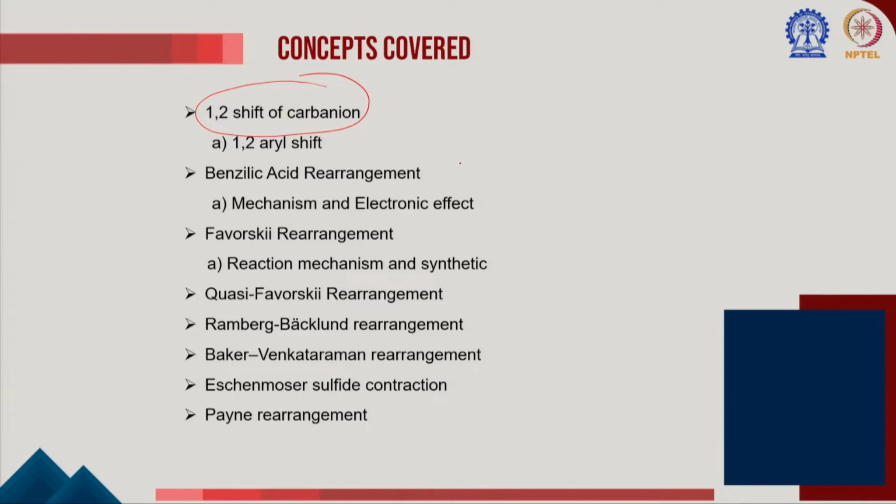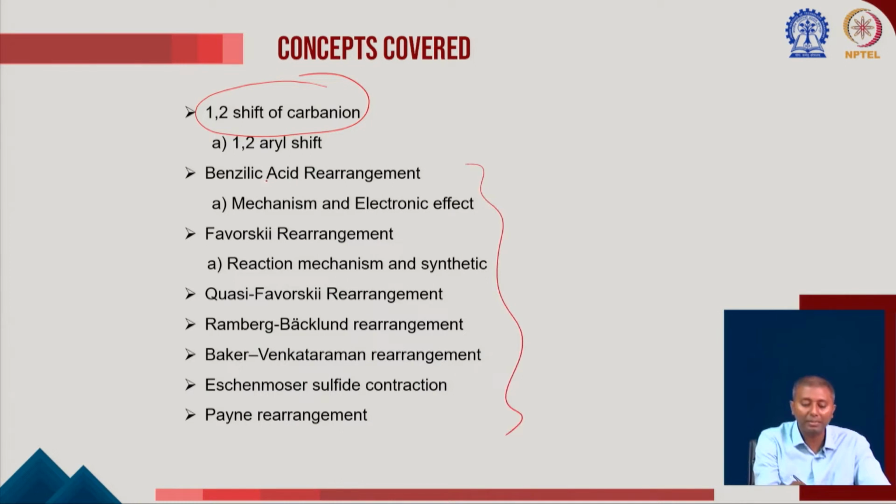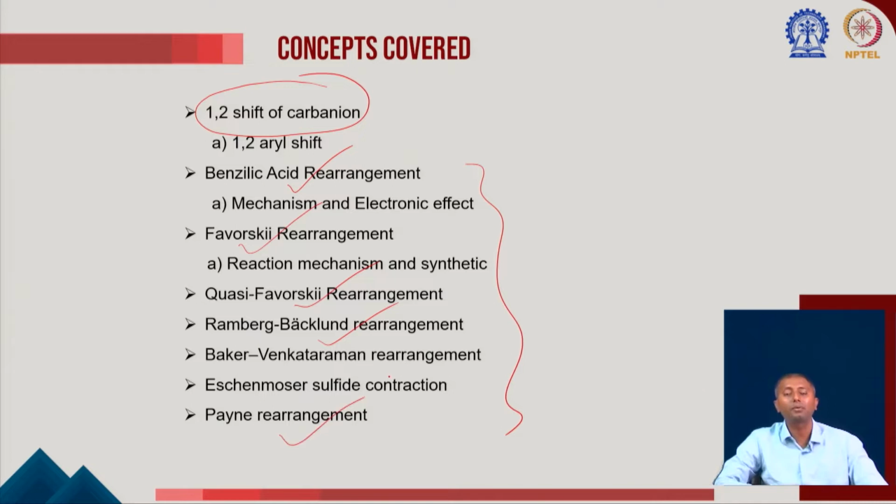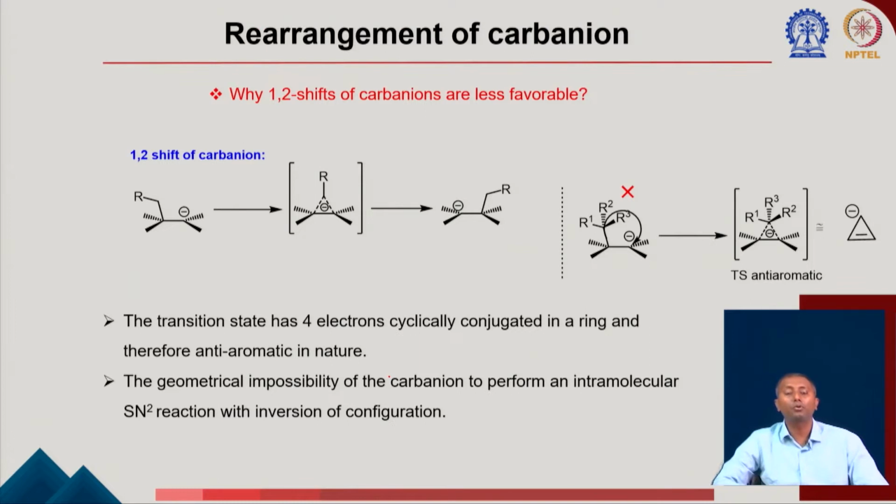and then I am going to talk about various rearrangement reactions, starting from the benzilic acid rearrangement, then the very important Favorskii rearrangement, the quasi-Favorskii rearrangement, then the Ramberg-Bäcklund rearrangement. I am going to talk about the Baker-Venkataraman and then the Pinner rearrangement, and I am going to talk about some examples as well. Okay. So, there will be examples and mechanisms. So first thing I am going to talk about is why the 1,2 shift of carbanions is less favorable.